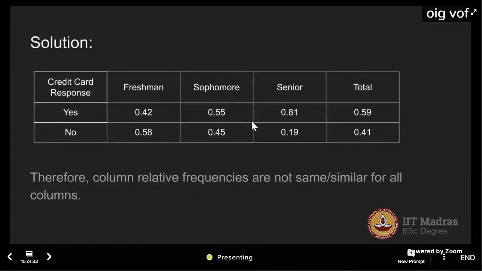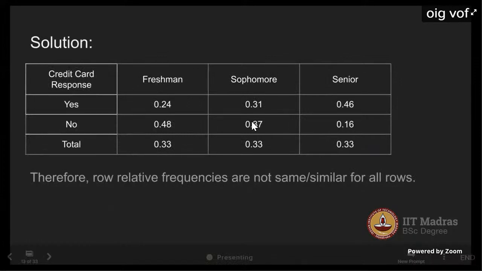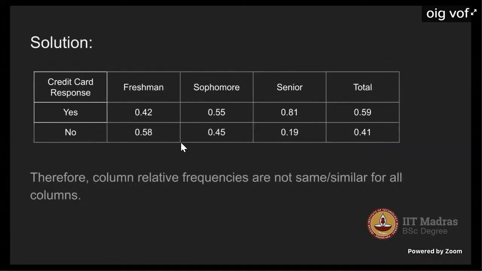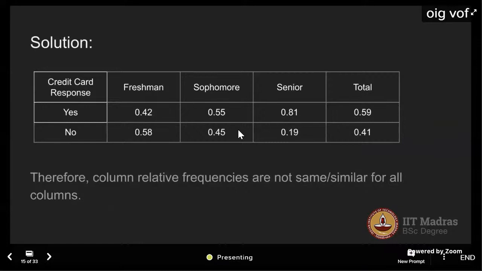Yeah, the association stuff, right? See, if all my column relative frequencies, you can see here, are different: 0.42, 0.55, 0.81, then these two variables are related. If I'm a freshman, there are fewer chances that I own a credit card. If I'm a second year student, there are 50-50 chances that I may or may not. But if I am a senior, there are high chances that I own a credit card. So these two variables are related to each other.